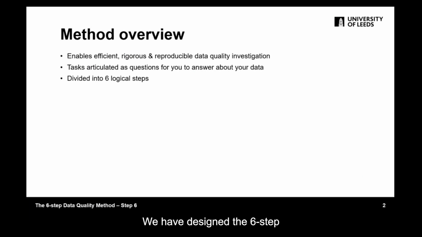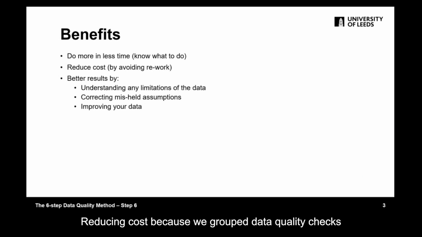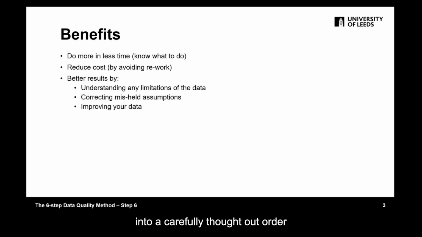We have designed the 6-step method to let you investigate the quality of your data efficiently, rigorously, and reproducibly. The benefits include, firstly, enabling you to do more in less time because the method tells you what to do, reducing cost because we have grouped data quality checks into a carefully thought out order, and letting you get better results because by following our method you will understand limitations of your data, correct misheld assumptions, and clean your data as you progress through the 6 steps.